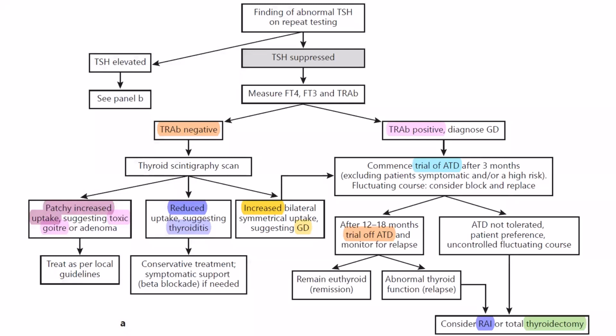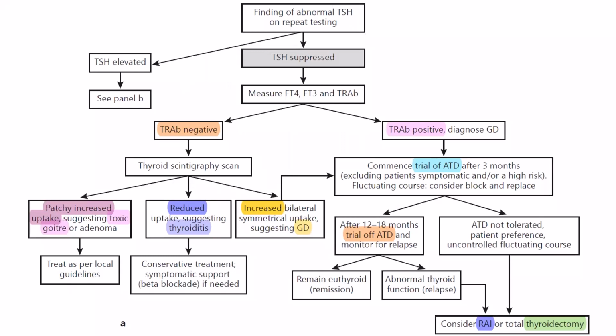So this is a very important advice for the management of thyrotoxicosis in a case of alemtuzumab treatment. The first step is assessment of free thyroid hormone with TSH receptor antibody. If the TSH receptor antibody is negative, the next step is thyroid scan. If the patient has toxic multinodular goiter, this is treated by local guidelines. If reduced uptake on thyroid scan, this is thyroiditis, just a beta blocker and supportive treatment. If increased uptake, this is a case of Graves' disease.